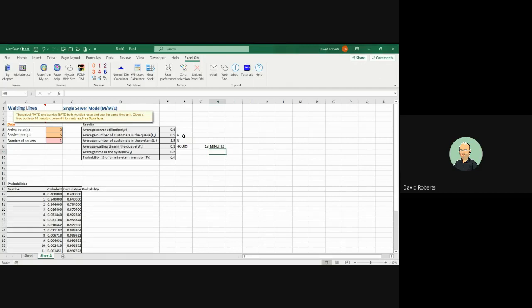Find the average time the customer is in the shop. Once again, this is 0.5 hours. To convert it into minutes, you multiply this by 60. And once again, you get minutes. So about half an hour by the time you arrive to the time you leave.